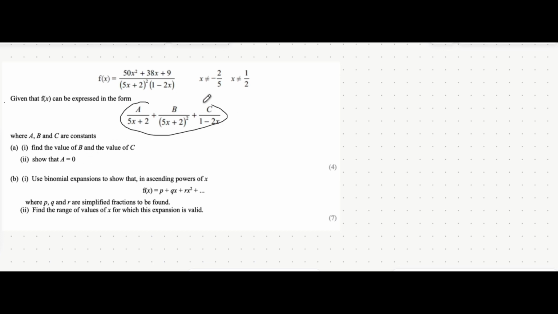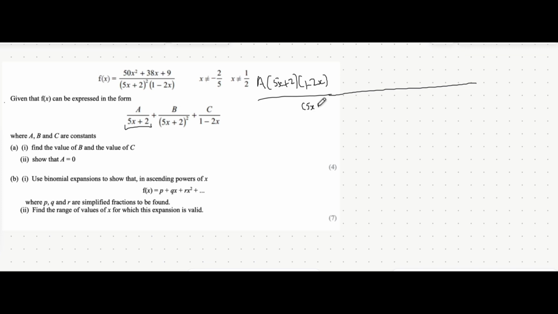In order to compare this format here to the actual function, what we need to do is make the denominators of each fraction the same. So if we think about it, this term here, in order for it to have this denominator, we need to not only multiply by 5x plus 2, but also 1 minus 2x. Whatever you do to the denominator, you also apply to the numerator of the fraction. So you're doing a multiplication of 5x plus 2 and 1 minus 2x to the numerator, just so you can get a denominator from here to all of this. I'm going to write a massive denominator here of what we're trying to get to, 5x plus 2 all squared multiplied by 1 minus 2x.